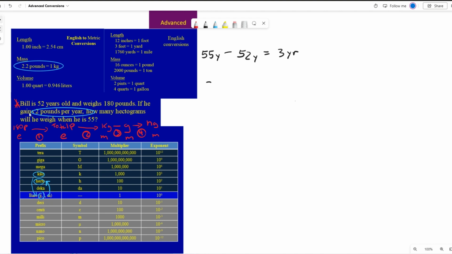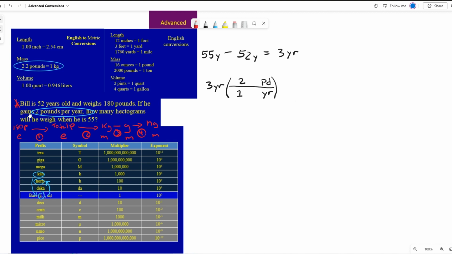We have 3 years that he's been gaining weight, and this is going to be our conversion factor. We're going to use that 2 pounds per year as a conversion factor. We're going to put years on the bottom so it'll cancel out, and we'll put pounds up here. It says that he gains 2 pounds per 1 year. So for every 1 year, he gains 2 pounds.